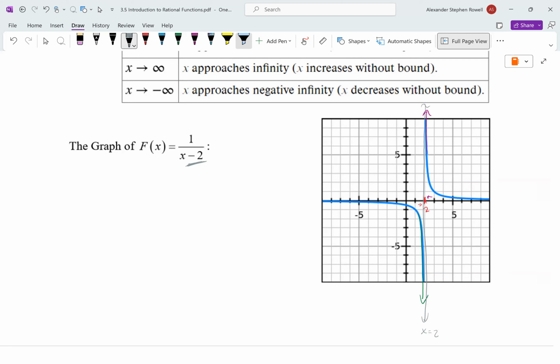Is that always true for all rational functions? When the denominator is 0, do we always have a vertical asymptote? That's an important question. It turns out if it's reduced, then yes. This one's reduced, so we have a vertical asymptote where the denominator is 0.